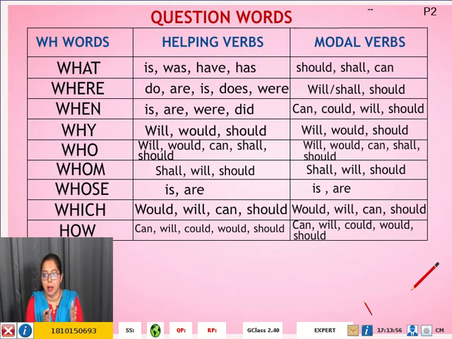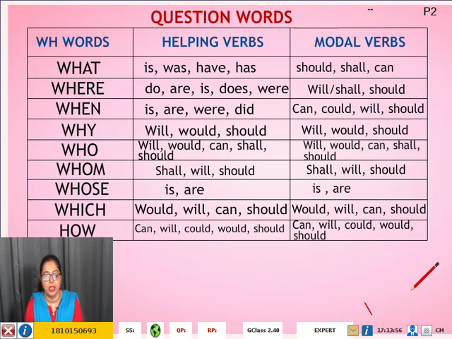And along with these WH words, what kind of helping verbs are used? Like with what, is, was, have, has are used. And similarly, the modal verbs should, shall, can are used. The next one we'll see is the WH word where. With where, what kind of helping verb is used? The helping verb or the be verb which is used is do, are, is, does, were. And the modal verb which is used is will or shall and should.